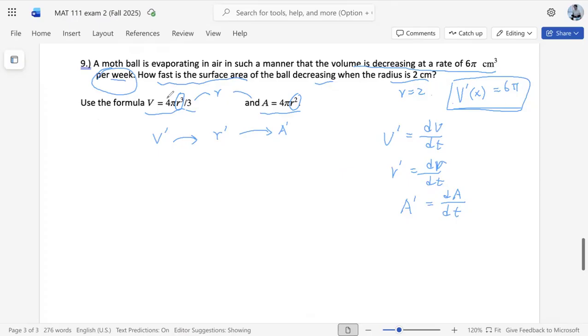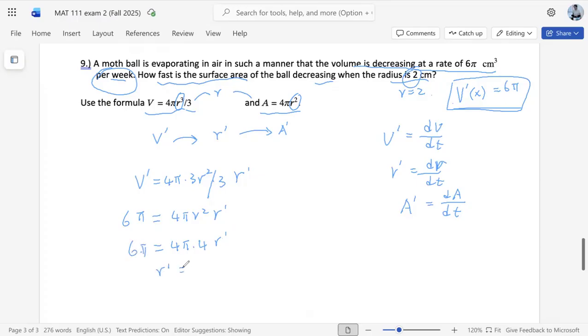So take a derivative on both sides. The derivative of V is V prime. Take the derivative of R cubed, we get 4 pi times 3R squared divided by 3, and simplifying, we just get 4 pi R squared. Do not forget R prime, related rates, or dR/dt. So V prime we are given, 6 pi, and R is also given. R is 2, the radius is 2.